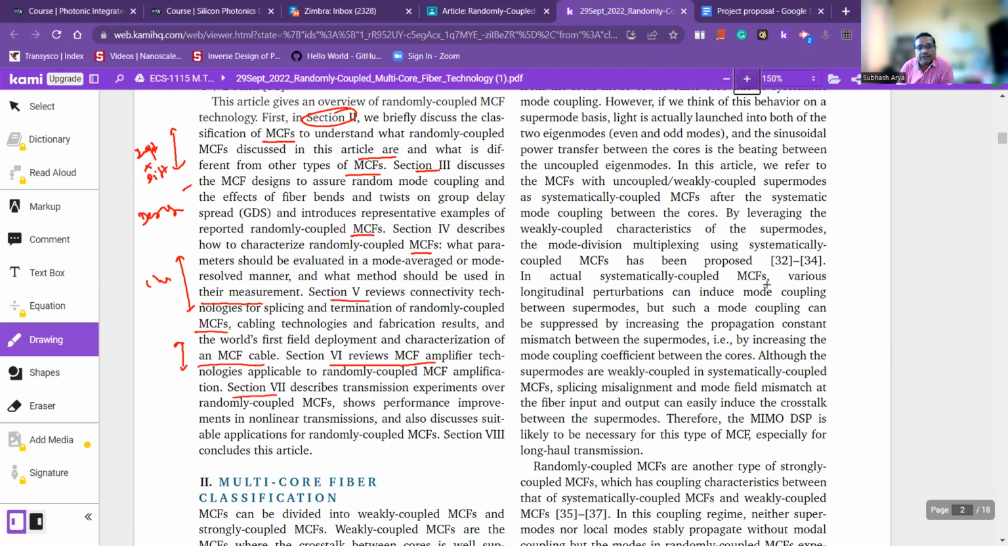Section 7 describes transmission experiments over randomly coupled multi-core fiber, shows performance improvement in non-linear transmission, and also discusses suitable applications of randomly coupled multi-core fibers. Section 8 concludes this article. So with this, the first part is concluded.